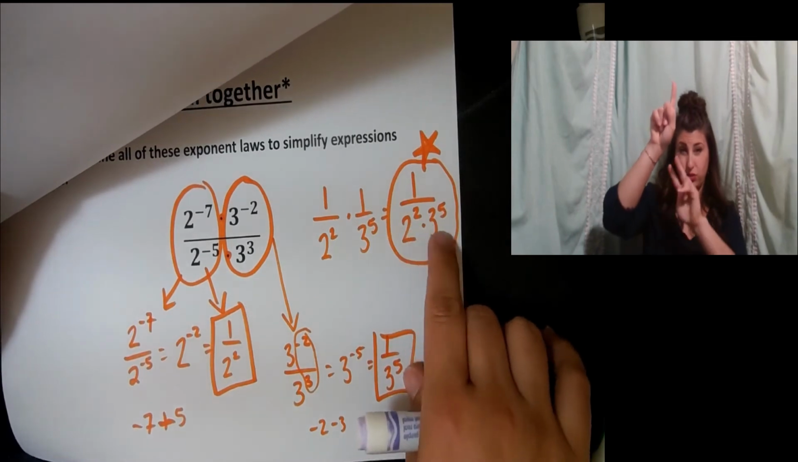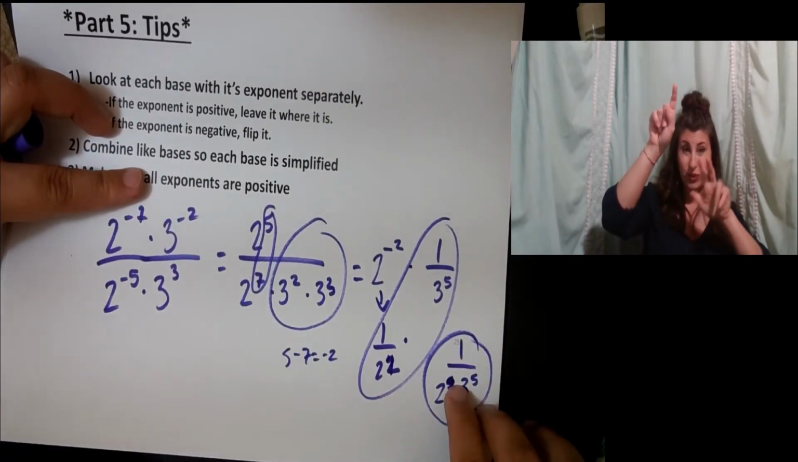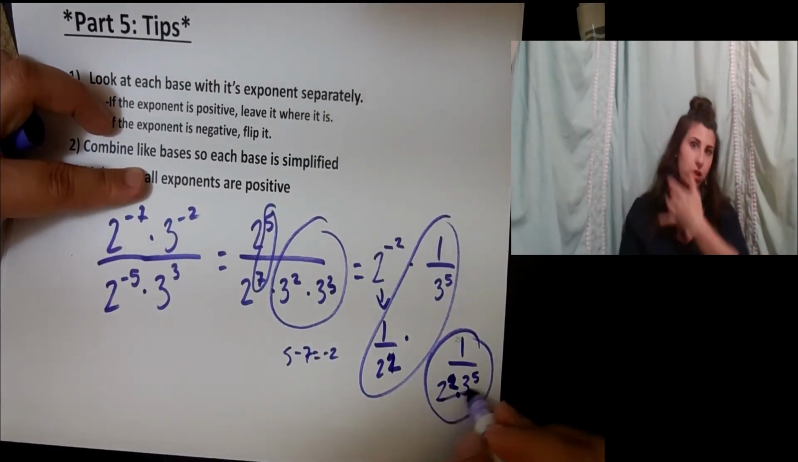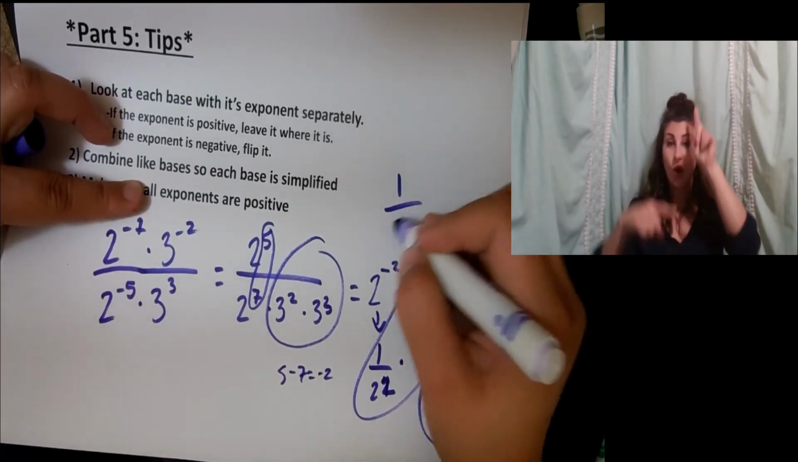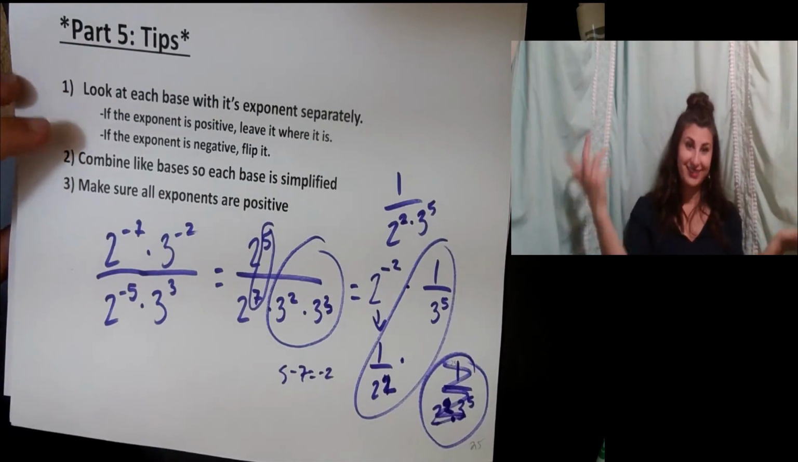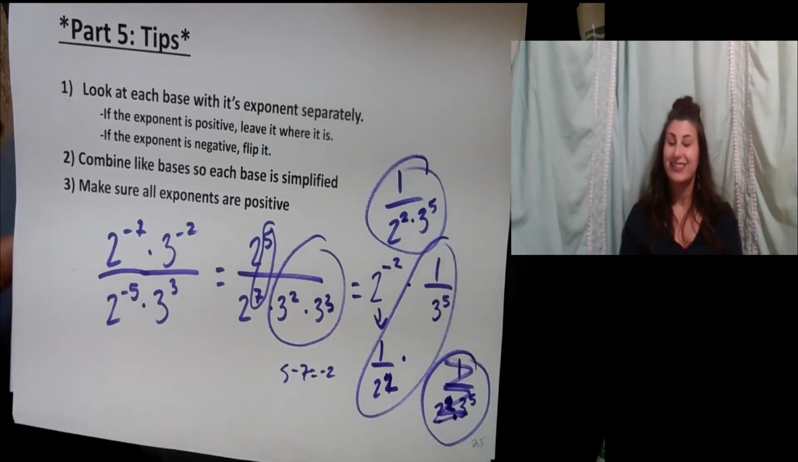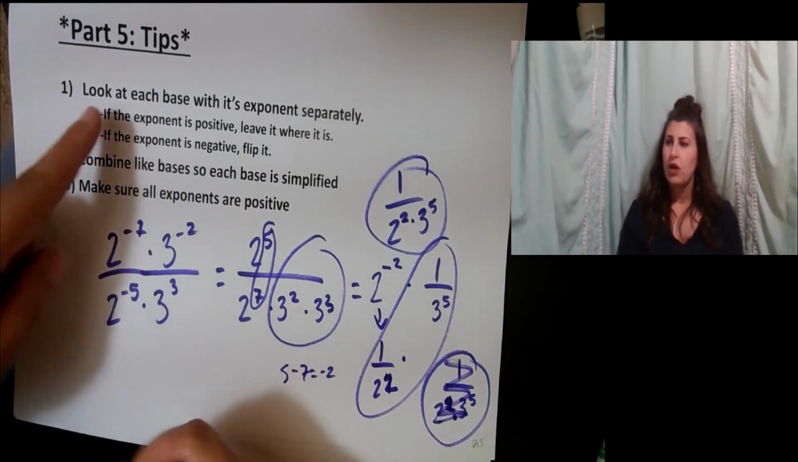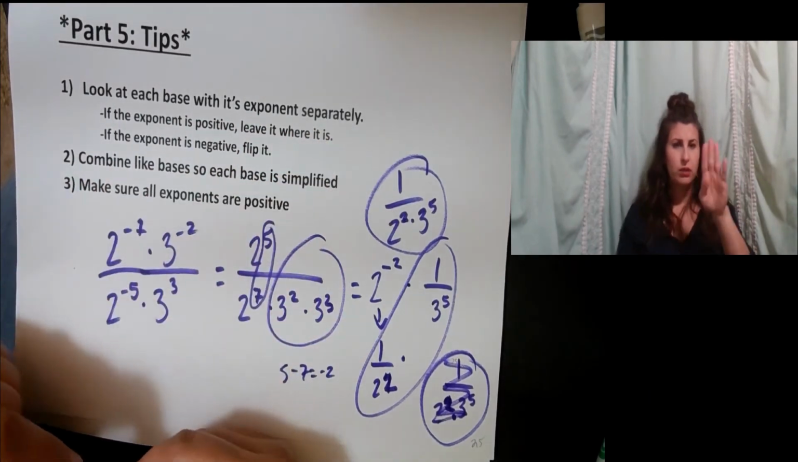1 over 2 squared times 3 to the 5th. That looks like a decimal. That looks horrible. 1 over 2 squared times 3 to the 5th. Okay? It works. All right, so look at each base with its exponent separately.